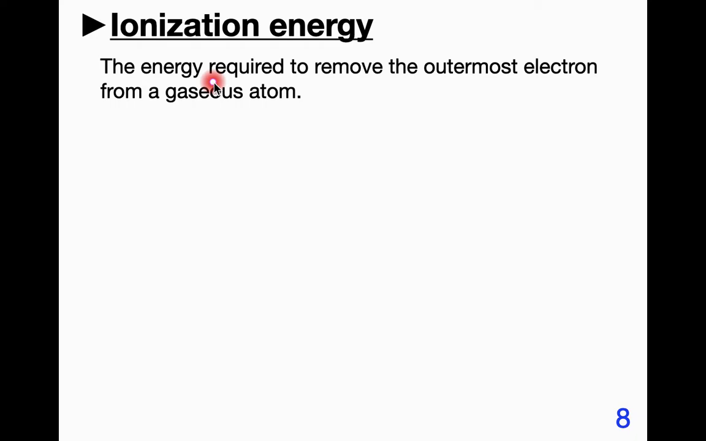Okay, next trend, ionization energy. It's the energy required to remove the outermost electron from a gaseous atom. Now, we have to have that qualifier, gaseous atom, because as you'll find in our next few units, atoms are typically bonded together. And so when we're talking about removing electrons, we have to be referring to an atom that's not in a compound. It's all by itself. And that's what's meant by a gaseous atom. So don't worry about that too much.